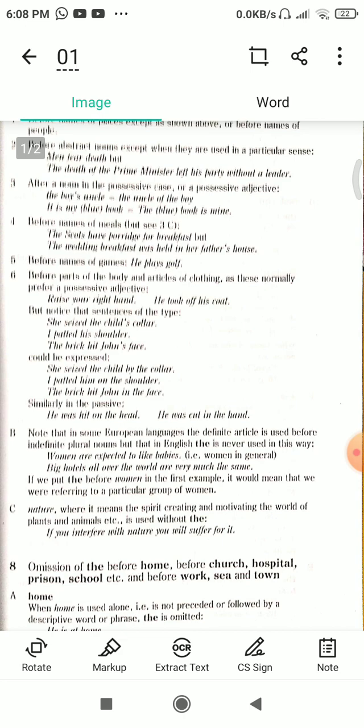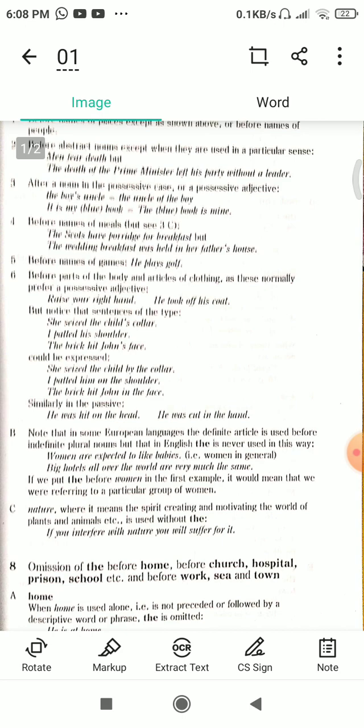Similarly, in the passive, for example, he was hit on the head. Number 2 example, he was cut in the hand. Now its B part. Note that in some European languages, the definite article is used before indefinite plural nouns, but in English, the is never used in this way.